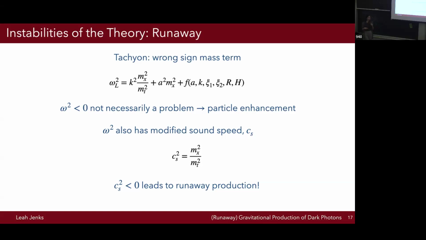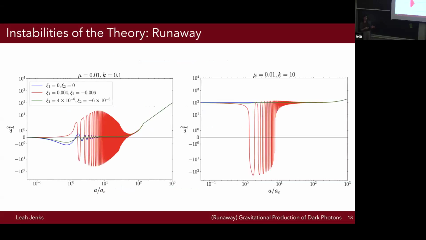And so as a result, having this potential for a negative sound speed leads to what we call runaway production. And so we can understand that through looking at the dispersion relation for 2 different Ks.